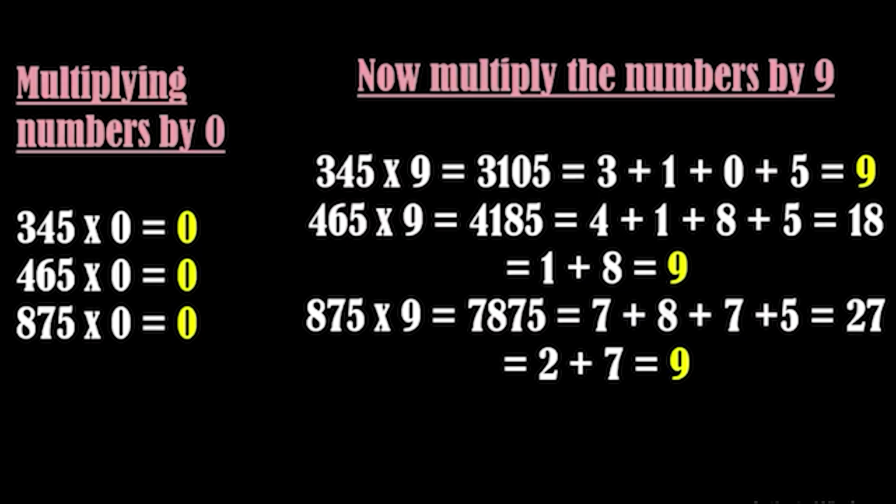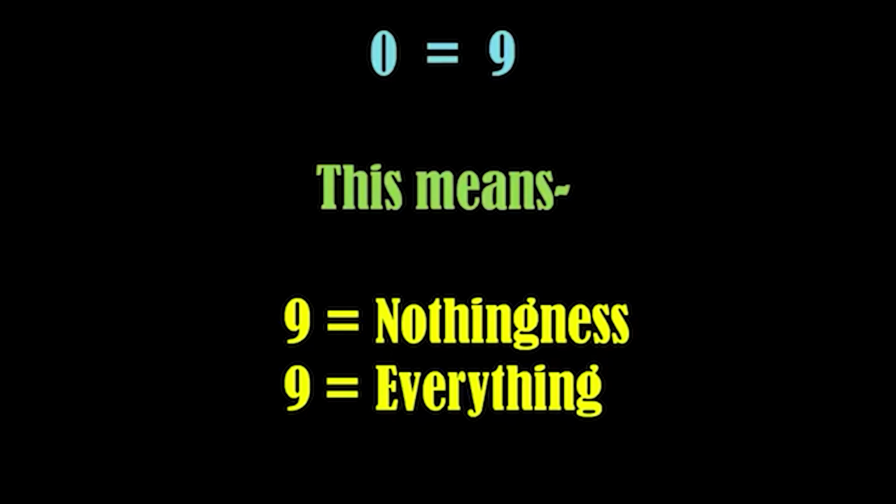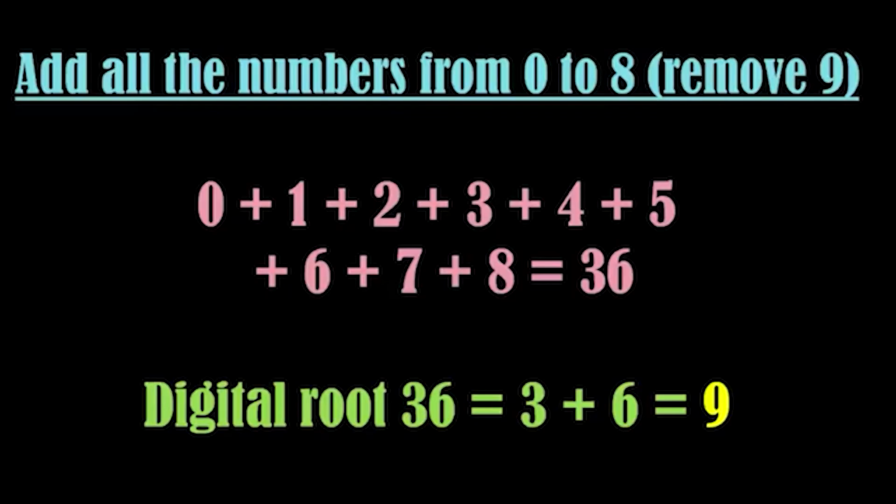One more thing, as we get 0 on multiplying any number by 0, in the same way we get number 9 as the digital root on multiplying it with number 9, since 0 is same as 9. Let me tell you one more amazing fact about number 9.